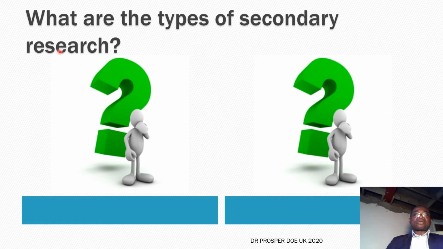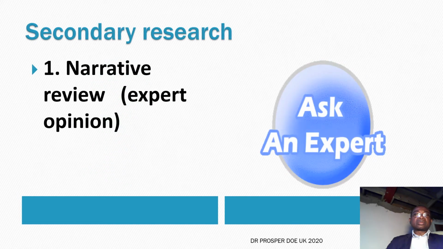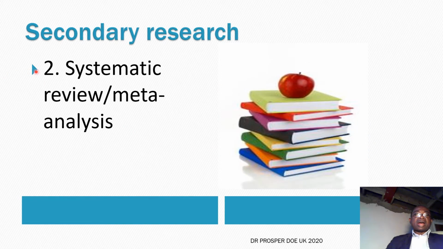What are the types of secondary research? One type is narrative review, for example, expert opinion. Another type is a systematic review or meta-analysis, which we'll be talking about.